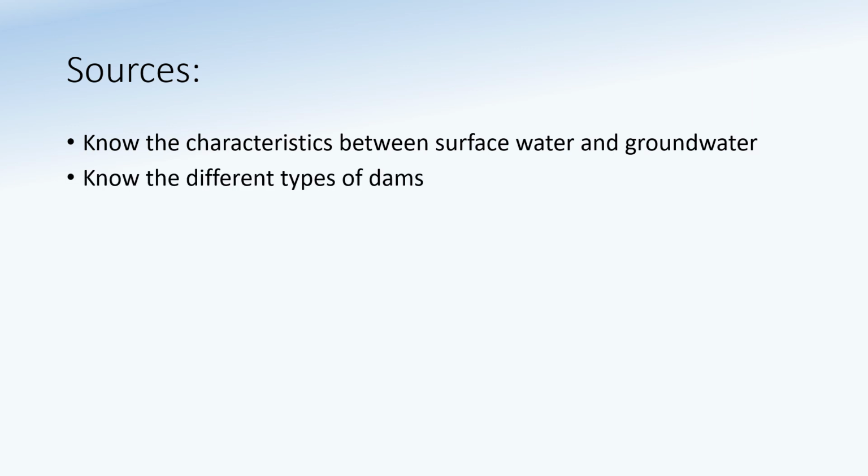Know the different types of dams. There were four different types. There's arc, buttress, embankment, and gravity. Know the different layers of the thermal stratification. So there's epilimnion, metalimnion, and hypolimnion.